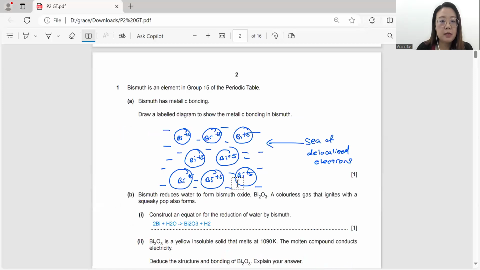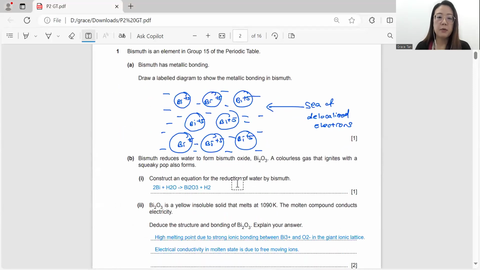So bismuth is an element in group 15 of the periodic table. Bismuth has metallic bonding. Group 15 belongs under the P block. P block is normally for non-metals, but because bismuth is way below nitrogen and phosphorus, it tends to show metallic bonding. Anyway, they already tell you it has metallic bonding, so they want you to draw a labelled diagram to show metallic bonding.